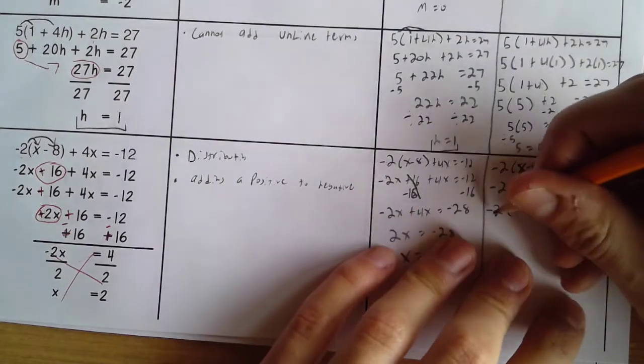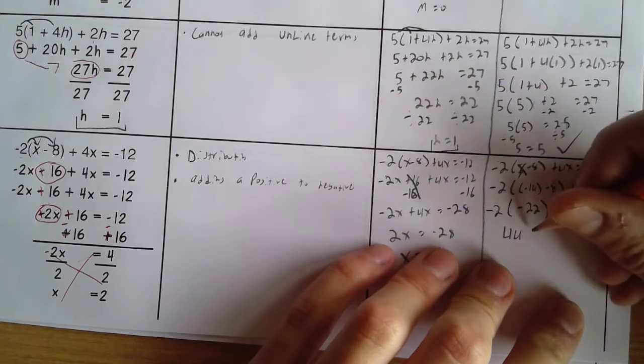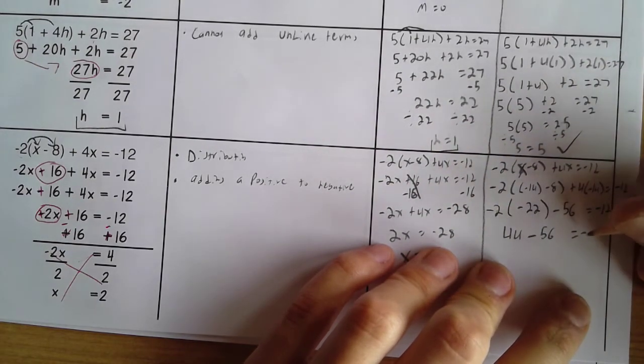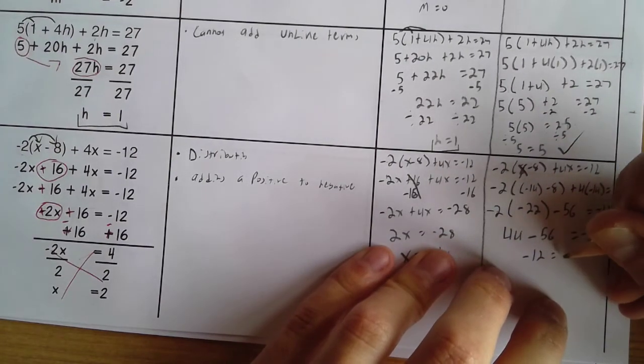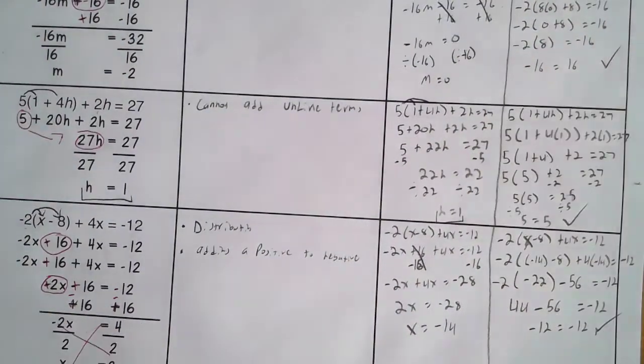So let's keep going through. Negative 2 times negative 22 is going to be 44, minus 56 is going to equal negative 12. 44 minus 56 equals a negative 12 equals negative 12. So this checks out. Great, and there you have it.